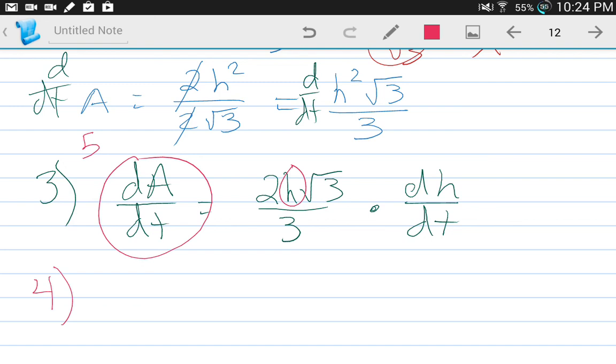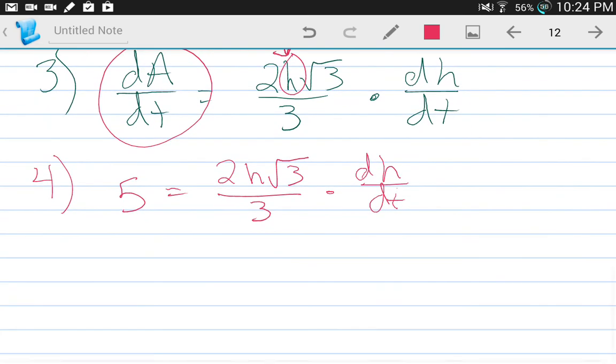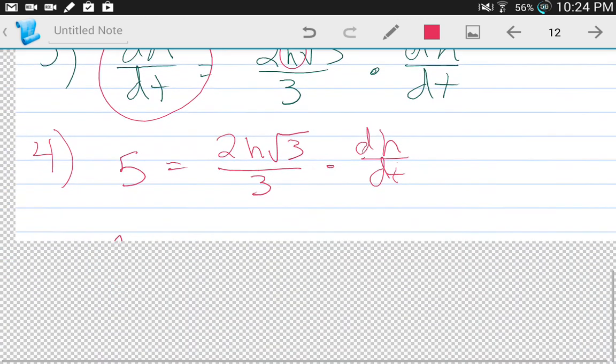They didn't give us a height yet, right? But they did give us the area, so we need to find this. So we'll say 5 equals 2h radical 3 over 3 dh over dt, and then we'll figure out what the height is. So they did give us an area, so we're going to go back to our area formula, which we said was area equals h squared radical 3 over 3.